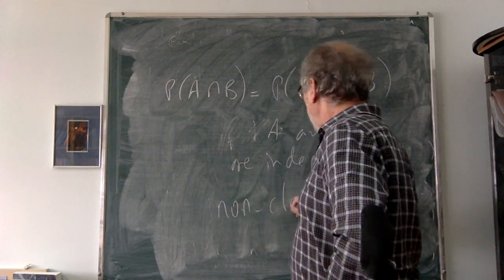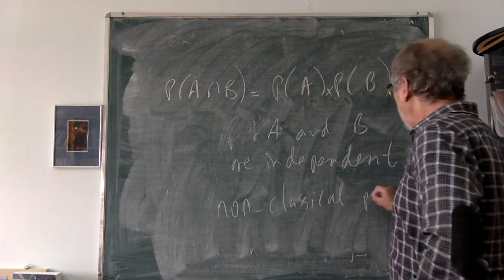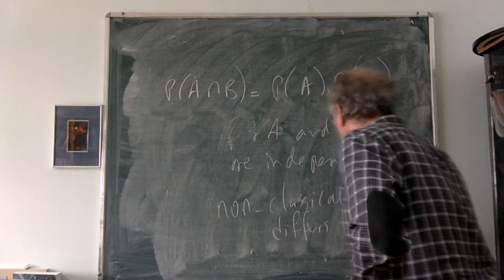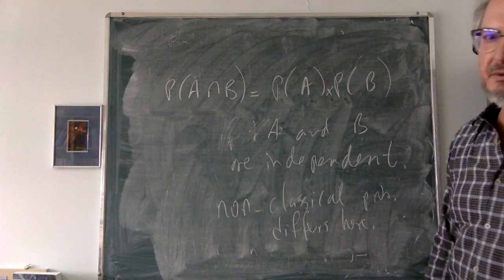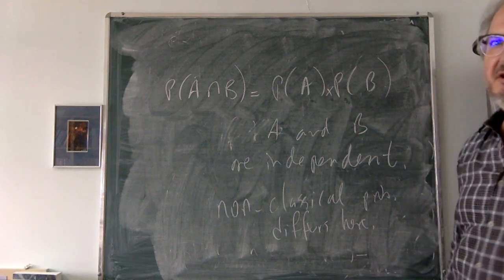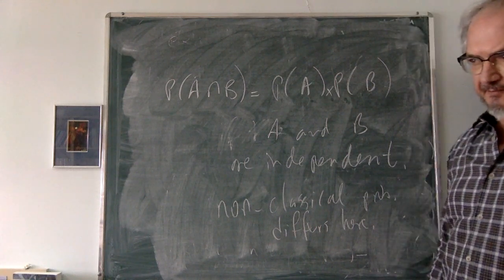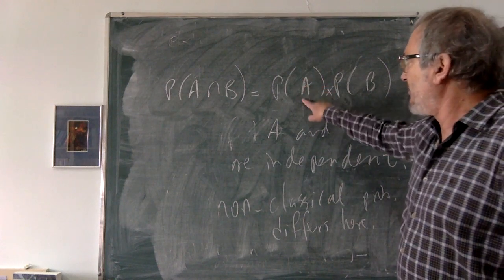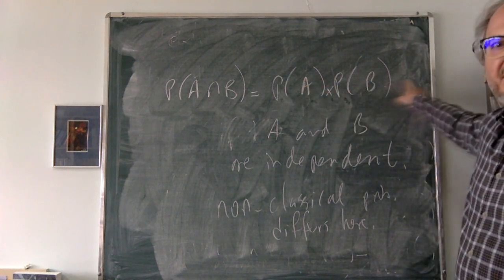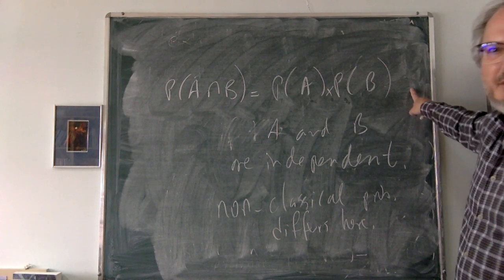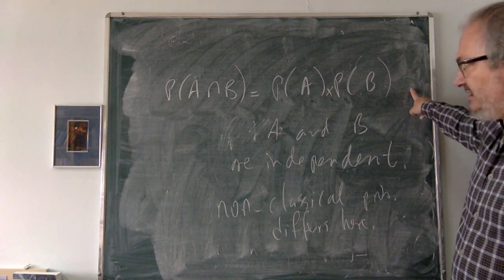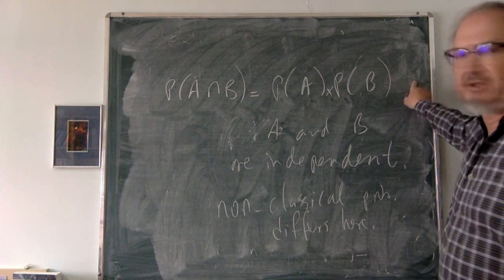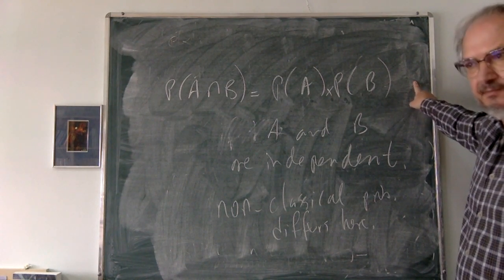Now, non-classical theory for Neumann probabilities essentially says even if A and B are independent, everything in this world is interacting, so it will be probability of A, probability of B, plus an interference element. That's where the quantum bit comes in. Everything interacts, therefore there's an interference effect, and there'll be another term here for the interference effect.